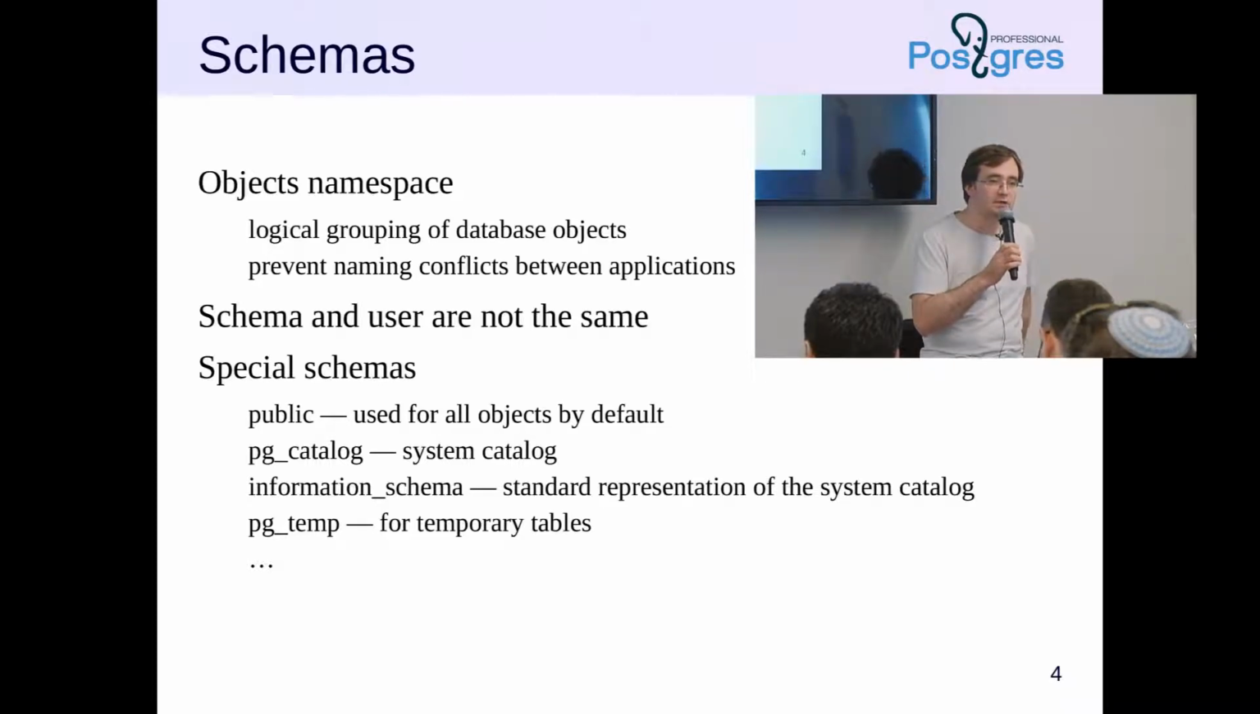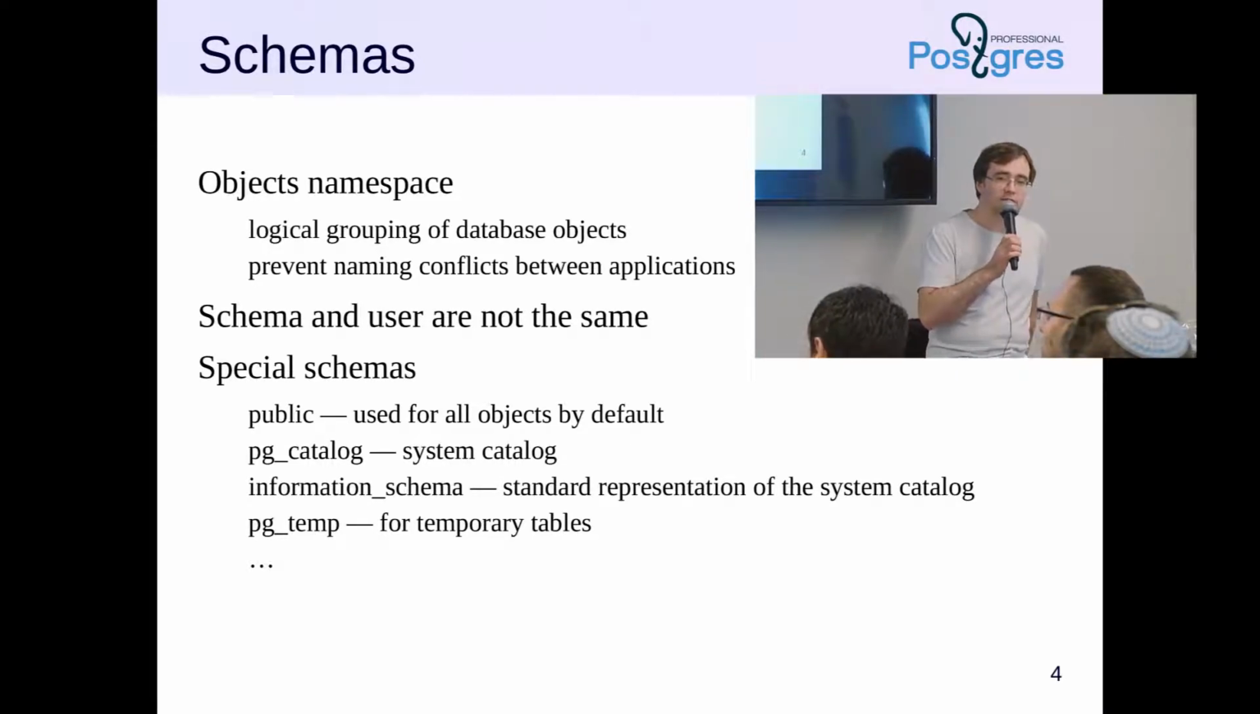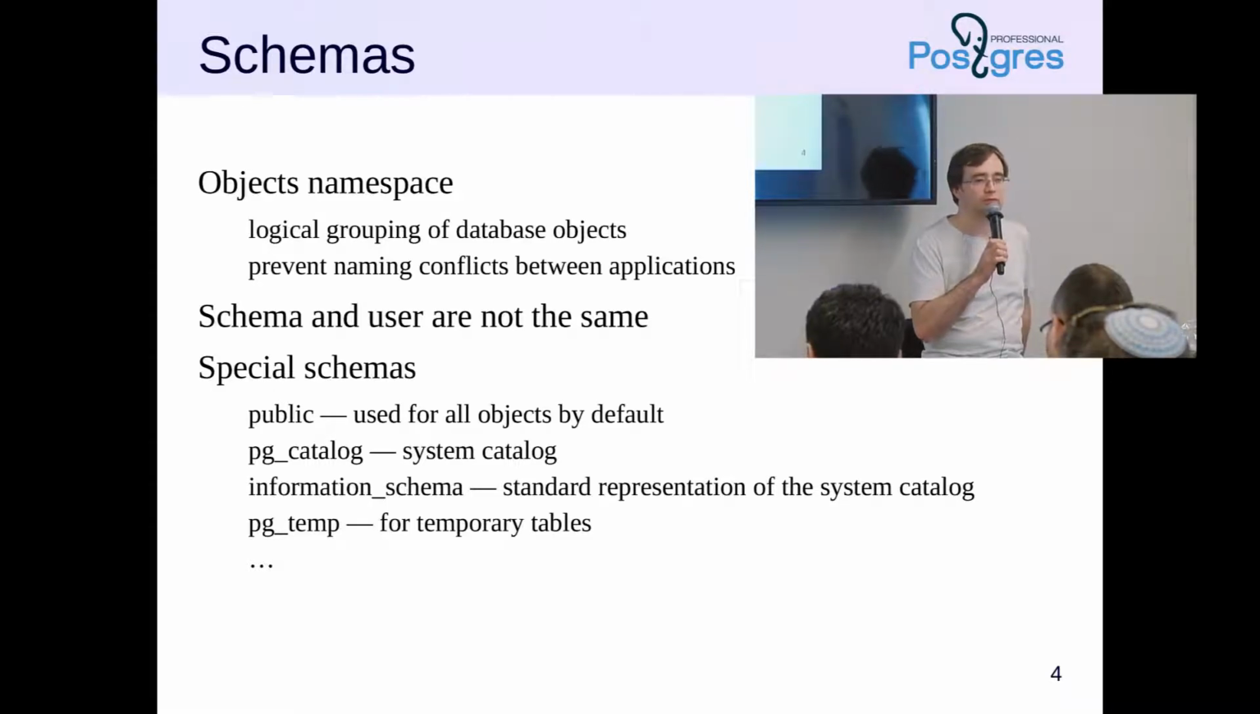In some databases, schema and database user are basically the same, for example, in Oracle. In Postgres it's not the case. Schemas and users are absolutely different concepts. There are some special schemas. We have the public schema, and by default all objects are created in the public schema. So if you don't know anything about schemas, you just work in the public schema and it's okay. But you can create your own schemas.